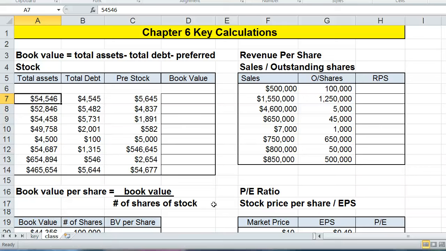In this handout, we're going to be looking at some of the key calculations that are discussed in the chapter and reinforced in this handout. The first one is book value.